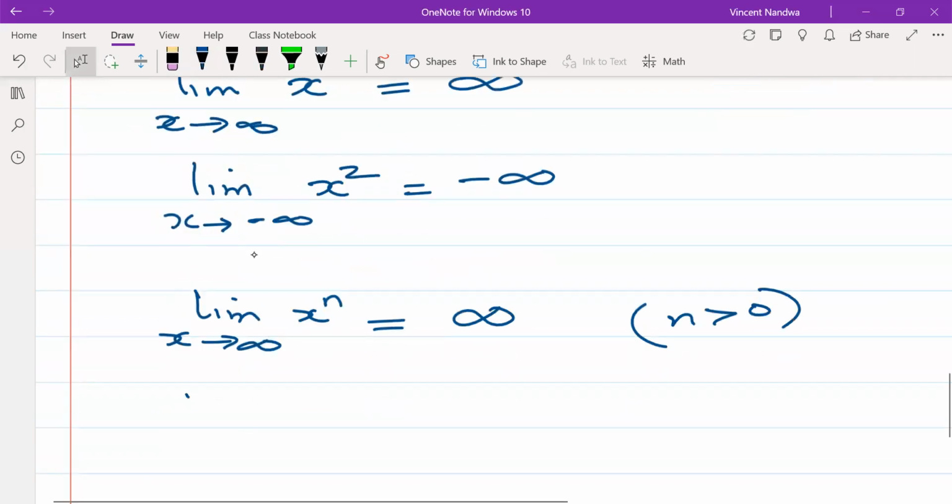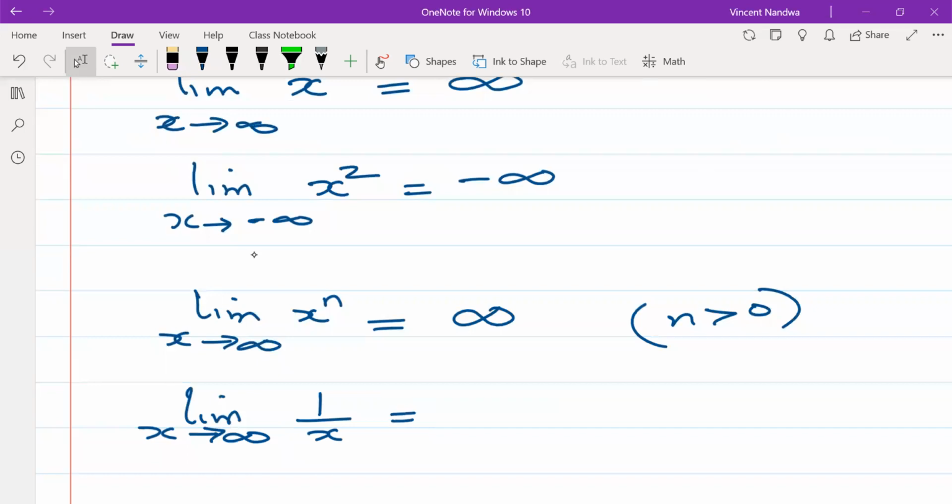And what will be the limit as x approaches infinity of 1 over x? So this is how we interpret it. Remember, we have agreed that infinity is not a number. It's just a symbol to show a very, very large number. Now, what do you get when you make the denominator large, keeping the numerator fixed to 1?